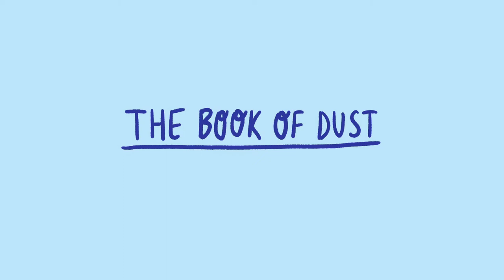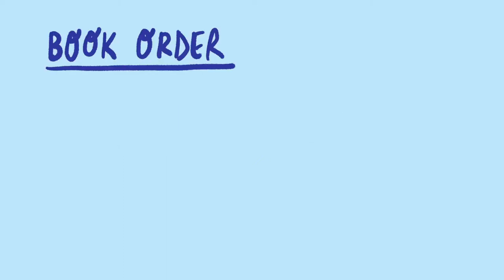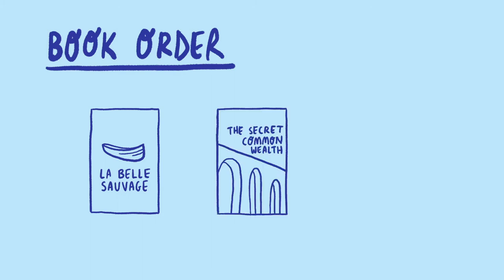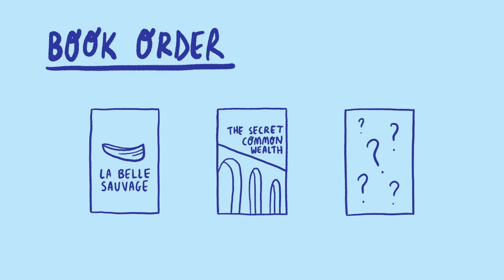Then the second trilogy is called The Book of Dust, and the first book in that is La Belle Sauvage, and the second book is The Secret Commonwealth, which is what this book cover design is meant to be on. And that's the latest book. The third book hasn't been published yet, but when it does, I'm going to be one of the first people to read it because I'm dying to know what happens.